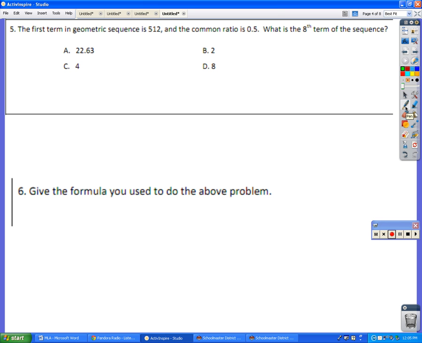The first term in a geometric sequence is 512, and the common ratio is 0.5. So that means I'm multiplying by 0.5 each time. Okay? So let's do this second one first. Give the formula we use to solve the above problem. I start with what? 512. I'm multiplying by what each time? By 1/2 or 0.5, however you want to write it. And that's going to be to the what power? N minus 1. It's always one less than the number of terms you need.